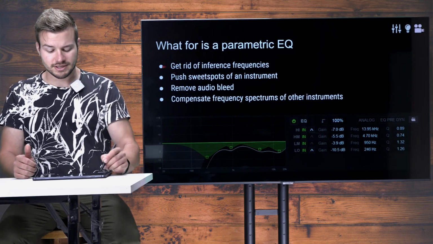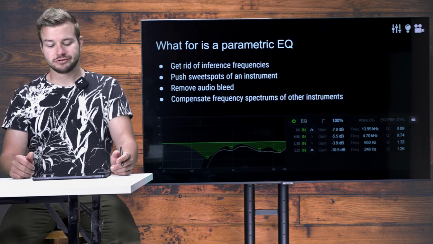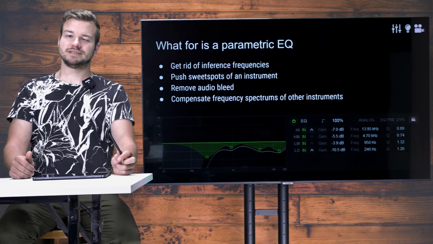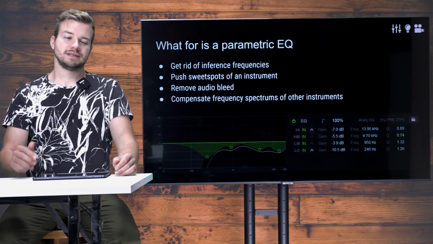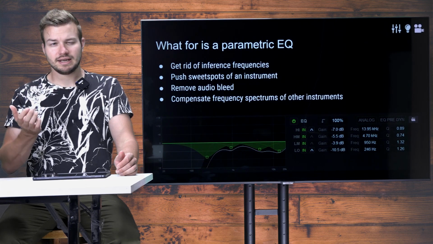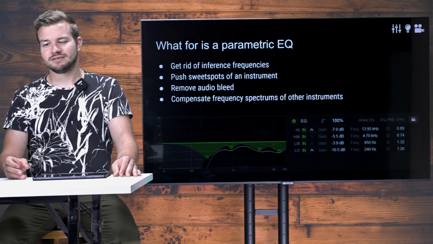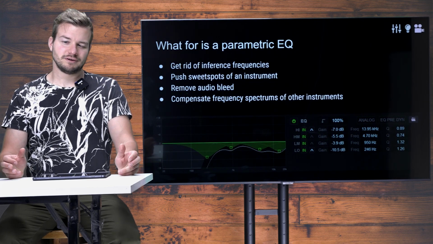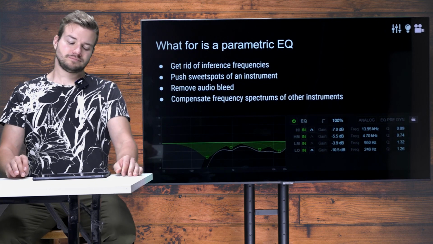So the first point here is we can use it to get rid of interfering frequencies. That means if you get the sound from an instrument, it is highly likely that several frequencies of the sound you get from the instrument are either too strong or not strong enough.